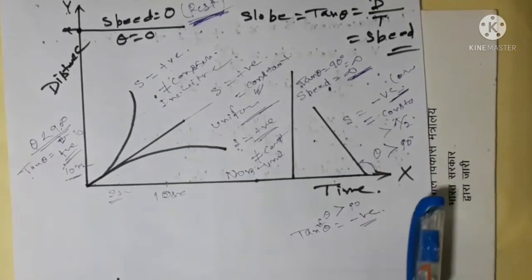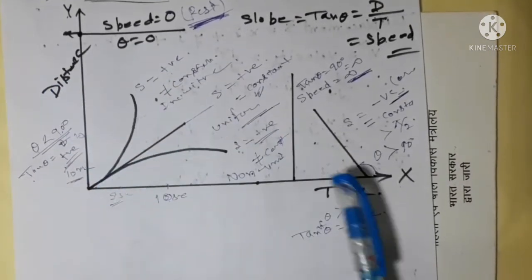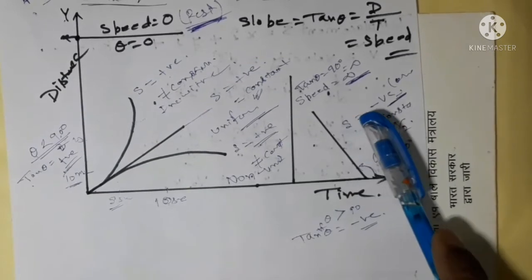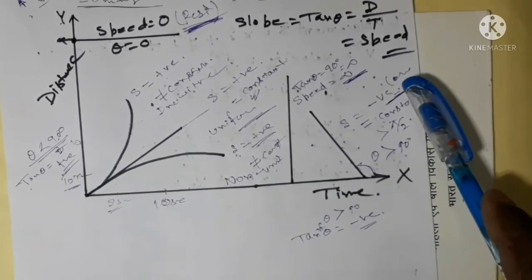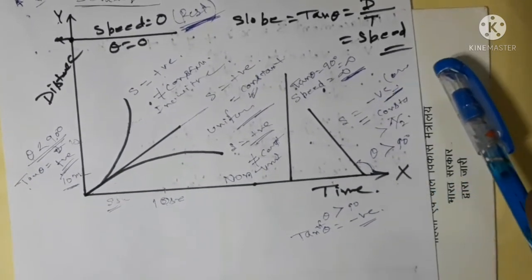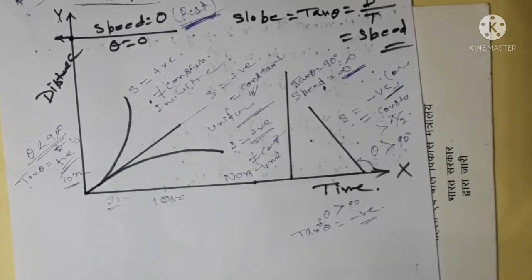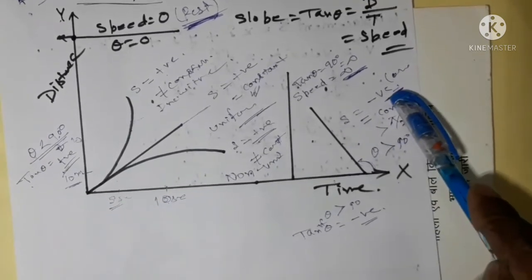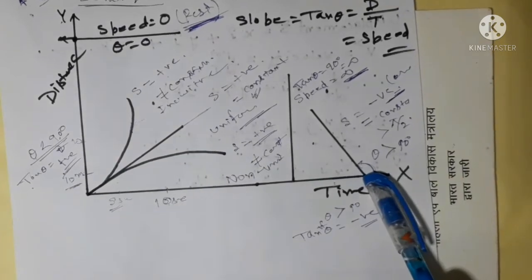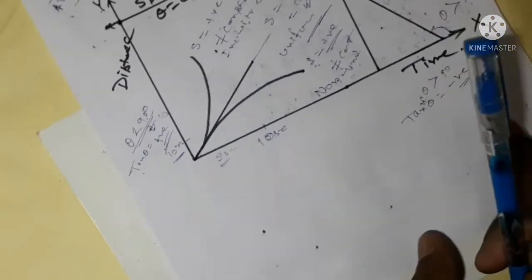If this graph is displacement by time, then velocity is negative. Velocity is possible, because velocity can be negative, positive and zero, but speed is never negative, so this type of graph is not possible.